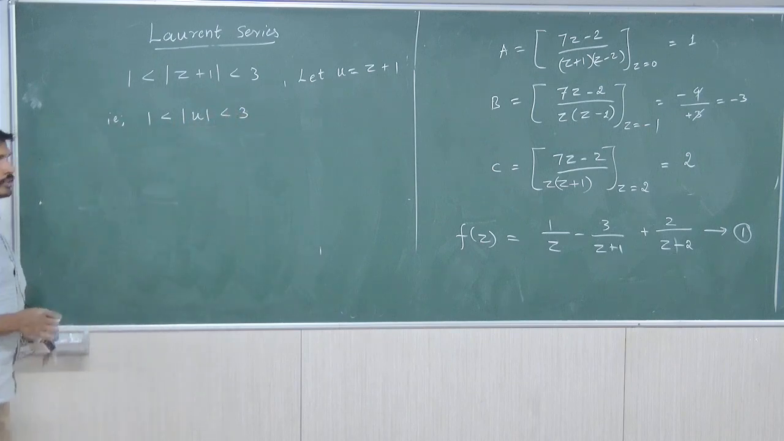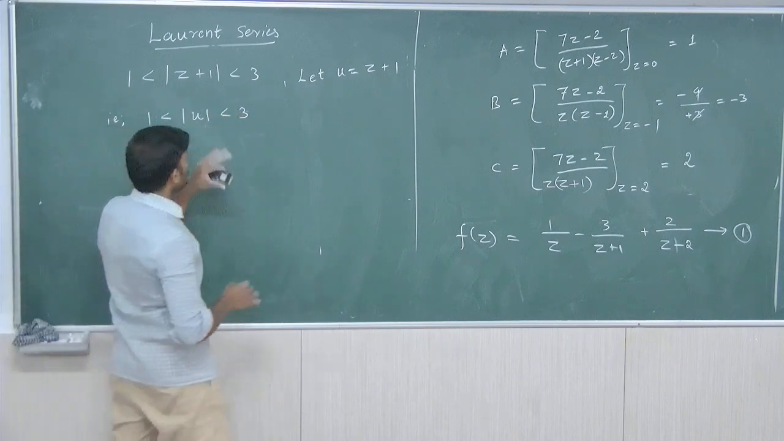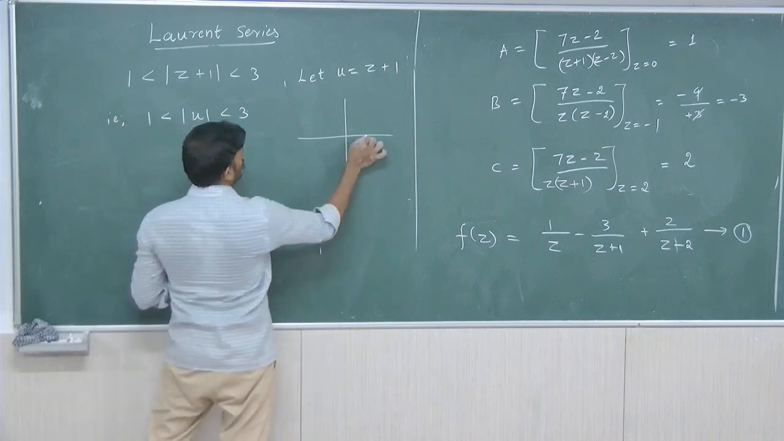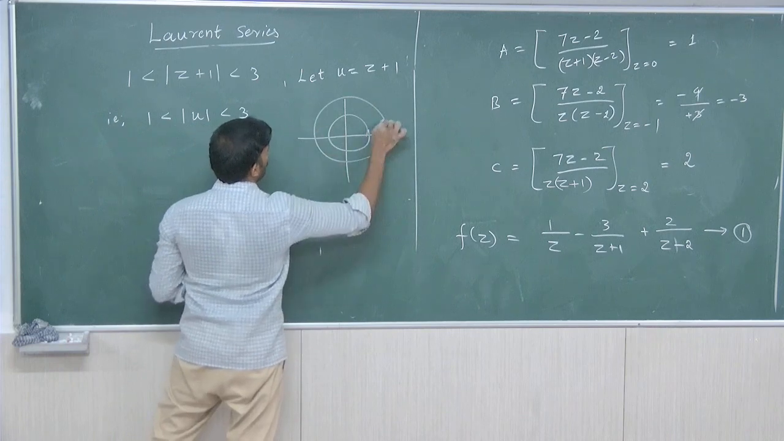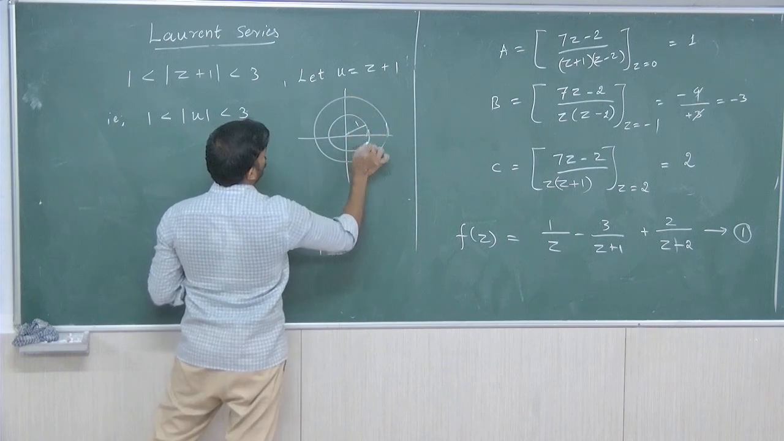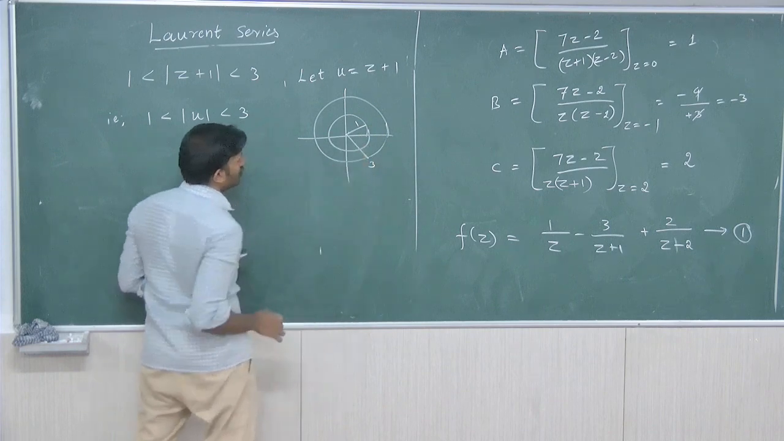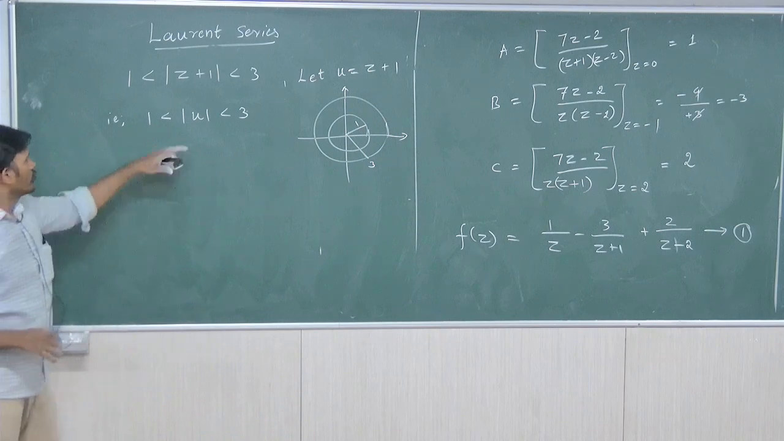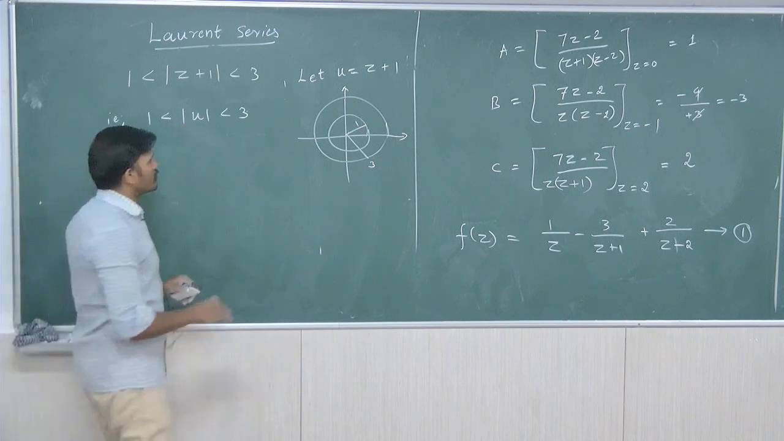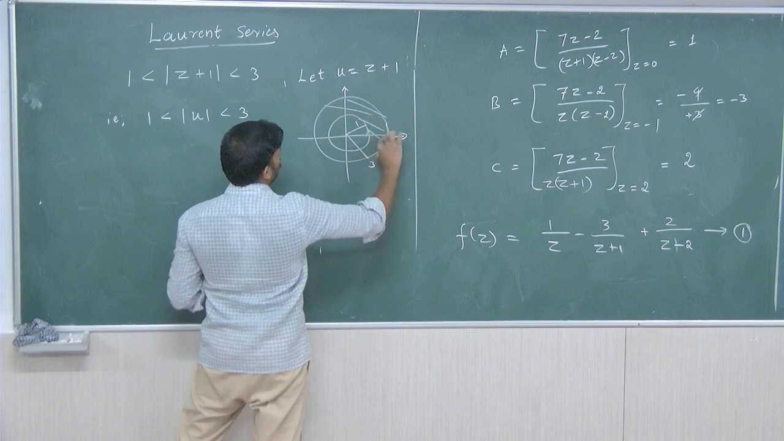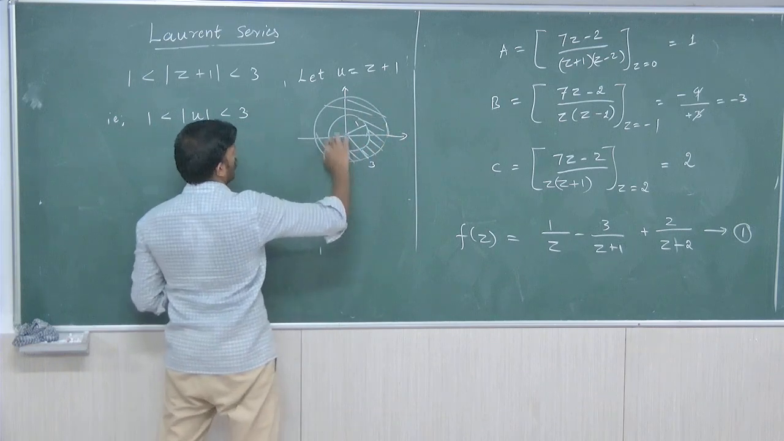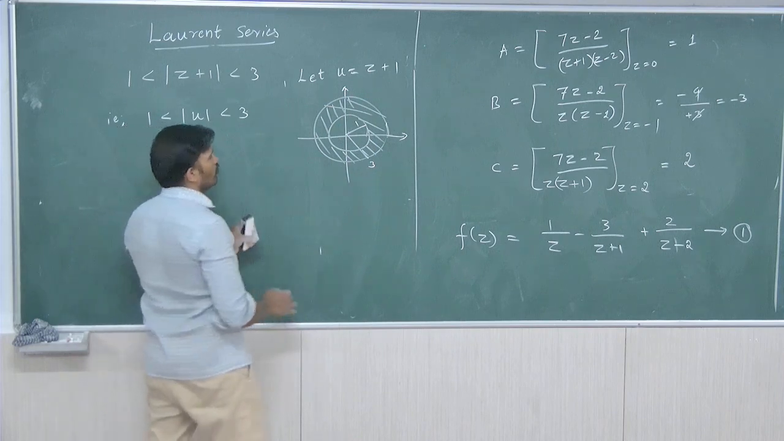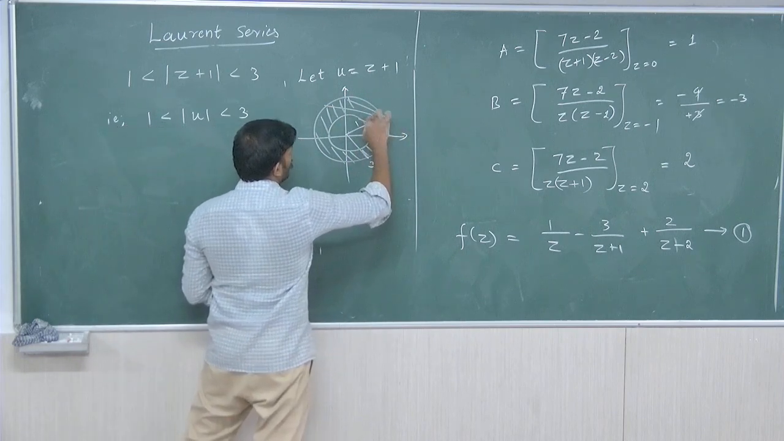So from that, try to draw the region with respect to u. So from that you may get, this is radius 1, this is radius 3, complex point. So the region of this inequality is, you may get like this, annulus region.